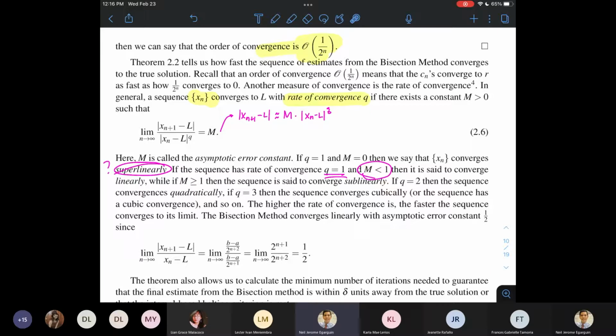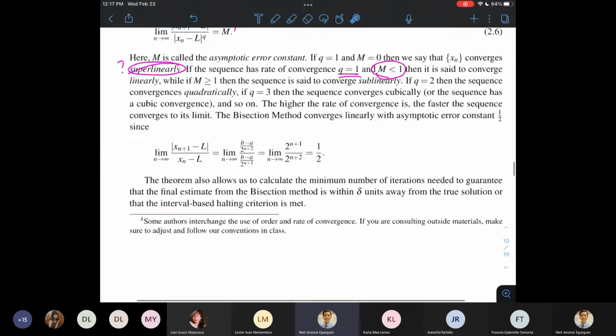talking about when we say linear convergence, quadratic convergence, or when we say the convergence is of order big O of, say, x to the n. So hopefully it will not create some confusion. But again, it depends from book to book. Okay. So yeah. But let's see, what's the rate of convergence of the bisection method?